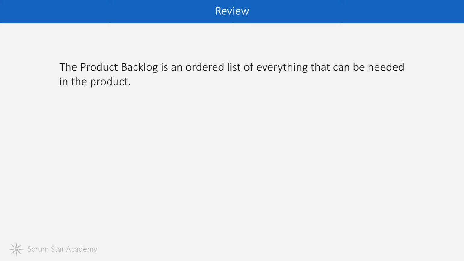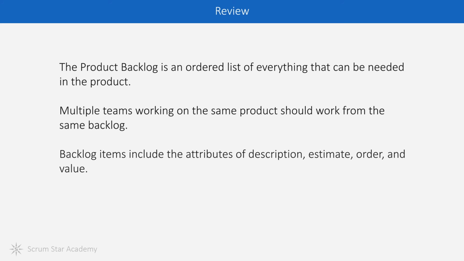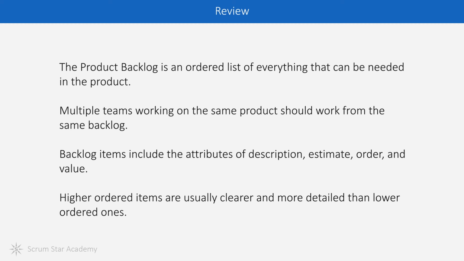The product backlog is an ordered list of everything that can be needed in the product. Multiple teams working on the same product should work from the same backlog. Backlog items include the attributes of description, estimate, order, and value. Higher ordered items are usually clearer and more detailed than lower ordered ones.